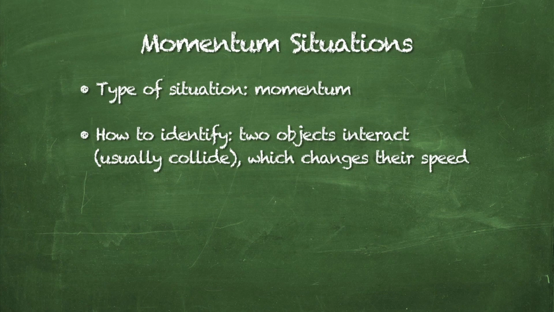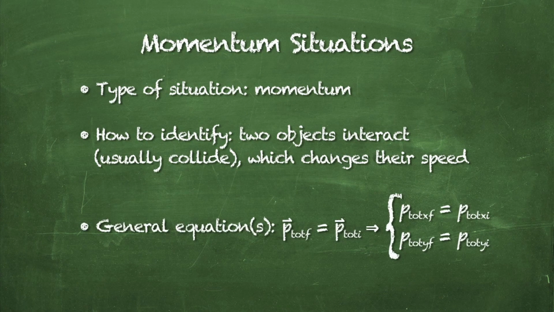So our general equation when we have a momentum situation is that the total momentum finally is equal to the total momentum initially. Now, since this is a vector equation, it's actually two equations: the total momentum in the x direction finally is equal to the total momentum in the x direction initially, and the same for y. Total momentum in the y direction finally is equal to the total momentum in the y direction initially. Let me illustrate that with a few examples, which you can work with me.